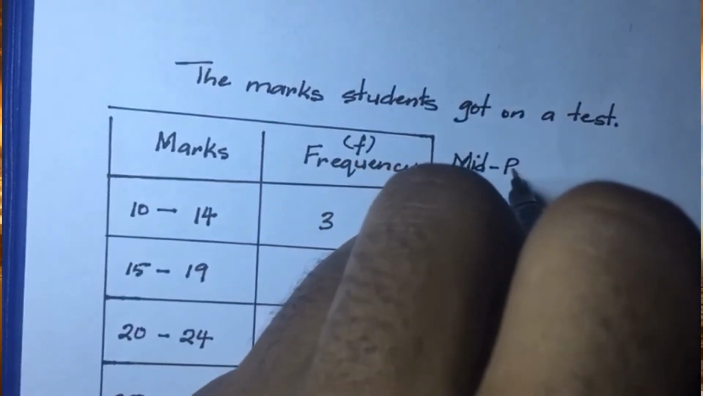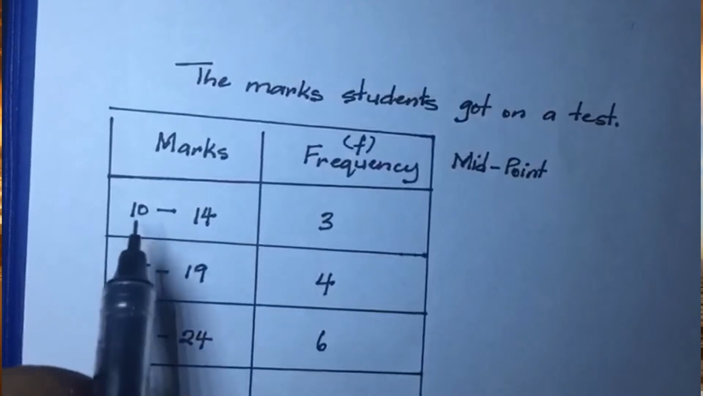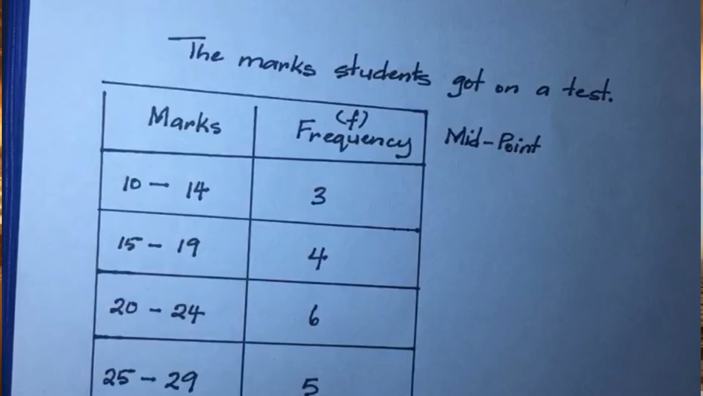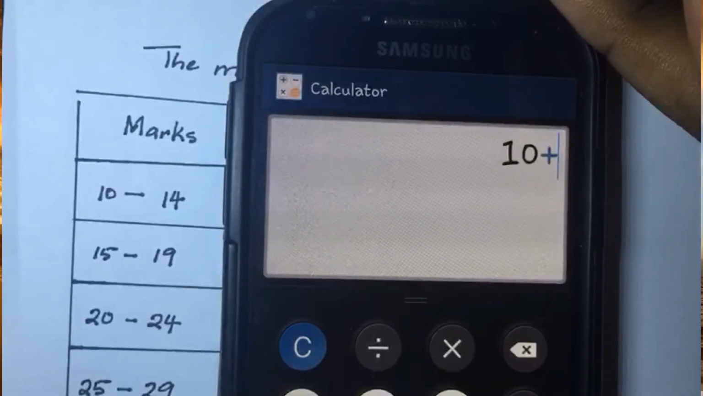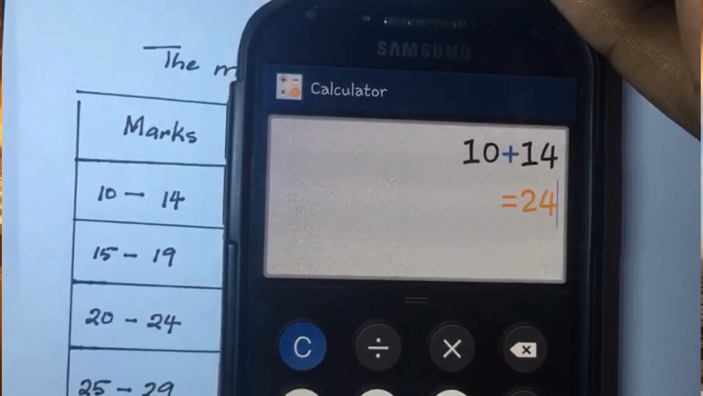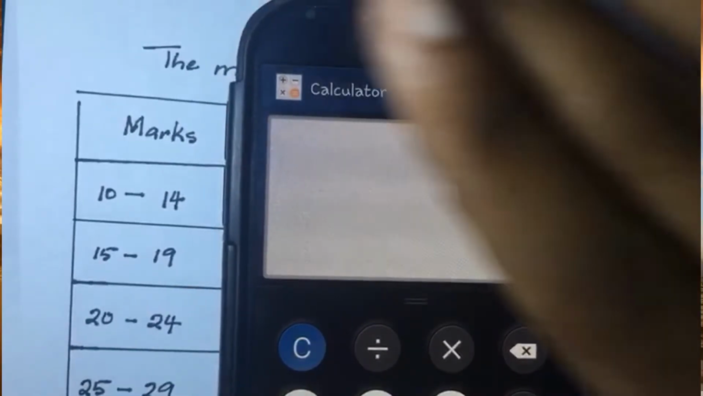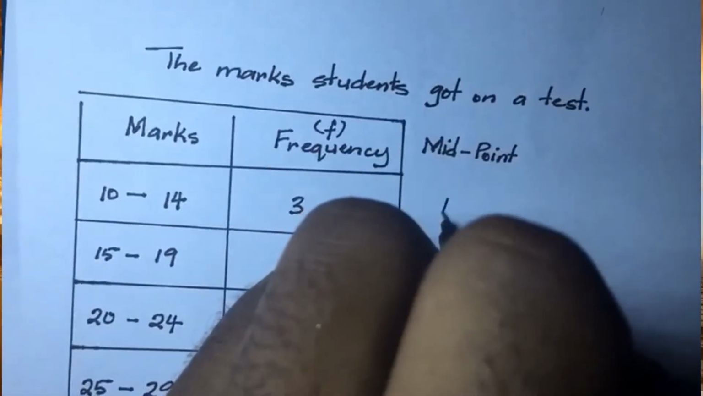As the word midpoint says, it's the point in the middle of these two class limits. To calculate the midpoint, I add the two limits and divide by 2. So let me use my calculator. 10 plus 14 is equal to 24, and dividing 24 by 2, I get 12. So my midpoint for the first class interval is 12.